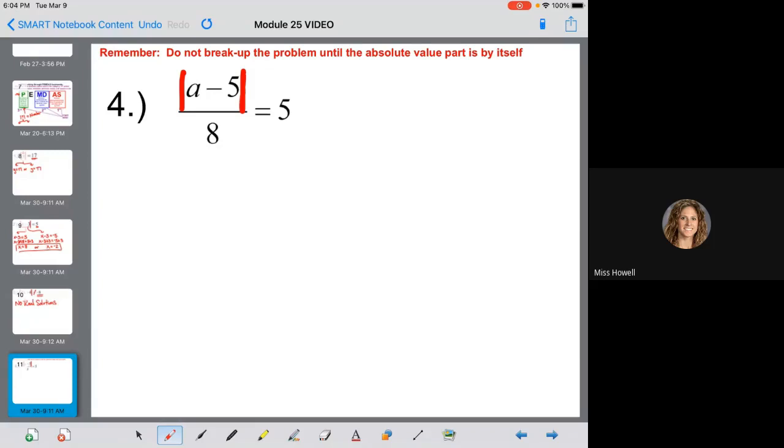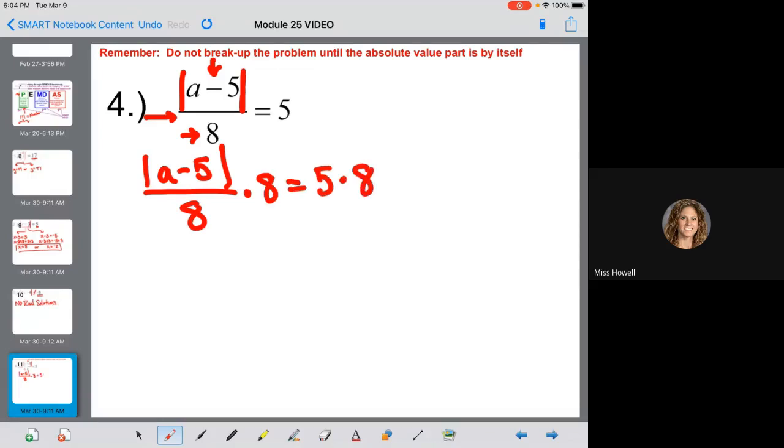The common mistake here would be to break it apart right now and say that that whole thing equals 5 and that whole thing equals negative 5, which is not true. Just this inside has two possibilities. We got to get rid of the outside part first, which means we have to get rid of this divide and this 8 before we do any thinking about the two possibilities for the absolute value portion of the problem. So we would need to remove a divide by 8 by multiplying both sides by 8. So we have our absolute value of a minus 5, which is being divided by 8, and we're going to multiply it by 8. We have this 5 that we also need to multiply by 8.